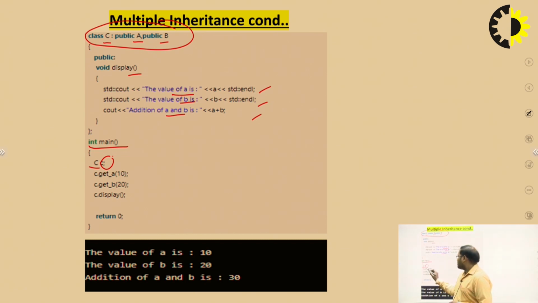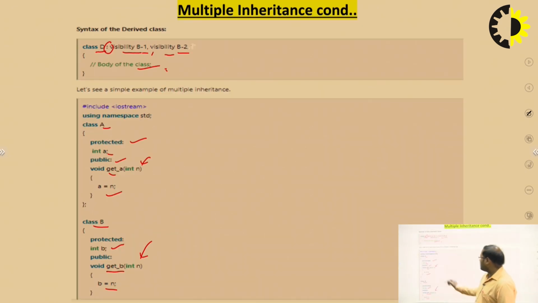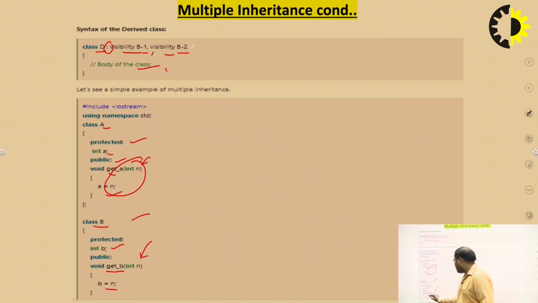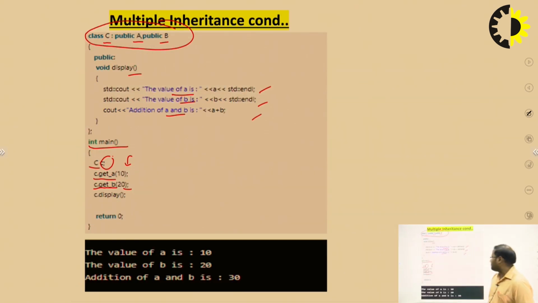Now a message is passed like c dot get a, and the parameter passed is 10. So here a is equal to 10. Due to the inheritance property, c dot get b, and I am passing the value 20 of integer type. So it inherits the property of the B class, and here b is equal to 20. Now c dot display. In class C, c dot display shows the result A plus B.